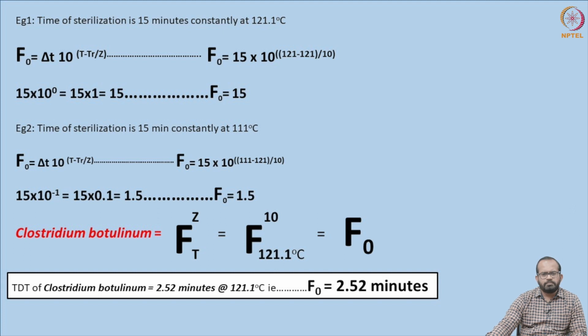For Clostridium botulinum, we depict the F value as F with the Z value as the superscript and the T value as the subscript. So F raised to 10 over 121.1 is known as the F0 value. The thermal death time of Clostridium botulinum is 2.52 minutes at 121.1 degrees Celsius. How will we find the TDT value? F0 is equal to 2.52 minutes. That is, the thermal death time of Clostridium botulinum at 121.1 degrees Celsius is 2.52 minutes.